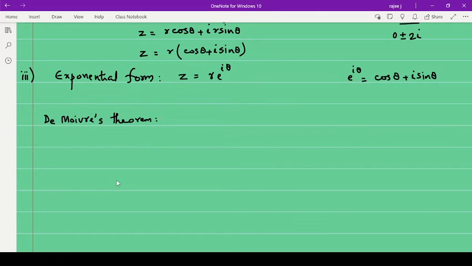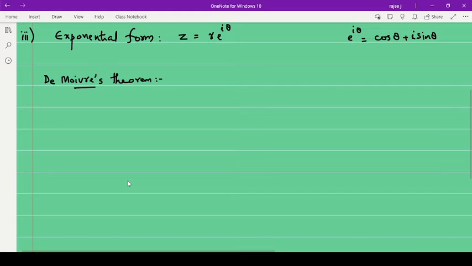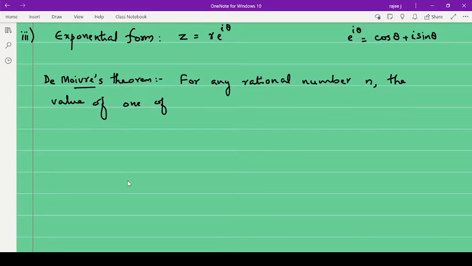First we have De Moivre's theorem. De Moivre's theorem states that for any rational number n, one of the values of cos theta plus i sin theta, the whole raised to n, is cos n theta plus i sin n theta. Okay, this is De Moivre's theorem.